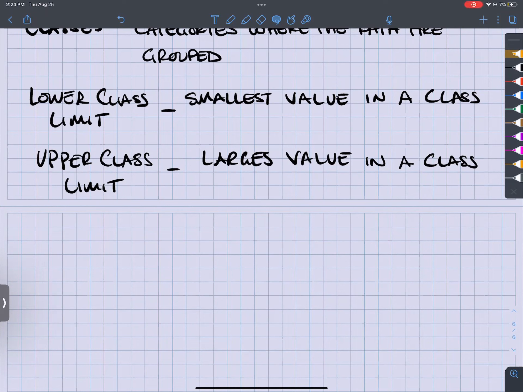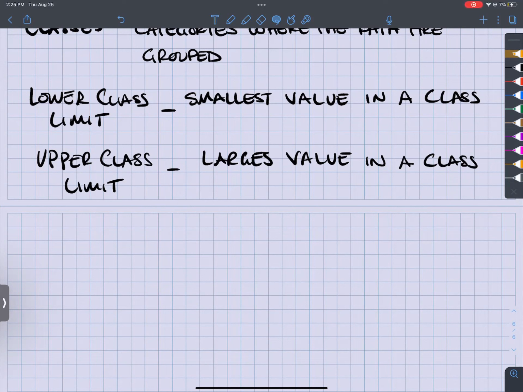Does any of this make sense so far? So remember the categories I was making for the data that we wrote down, right? I said 1 to 3, right? 4 to 6, and so on. So 4 to 6 is a class. The lower class limit would have been 4, the upper class limit would have been the 6. Right, which is different for each class because the next one is 7 to 9. So the lower class limit is 7, the upper class limit is 9. Make sense? Which is in a different class.